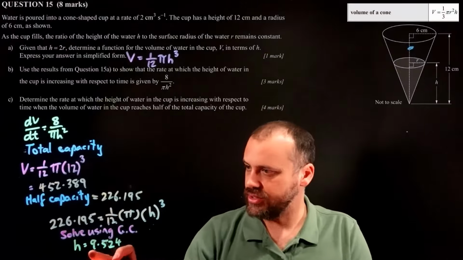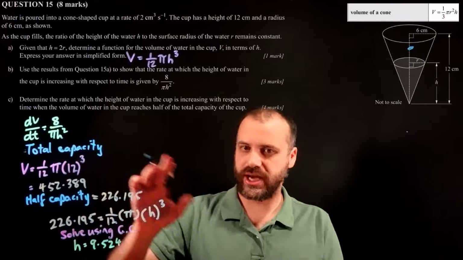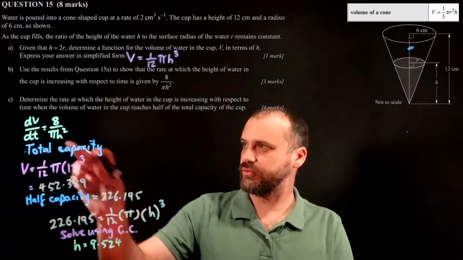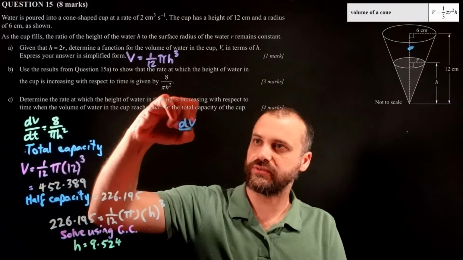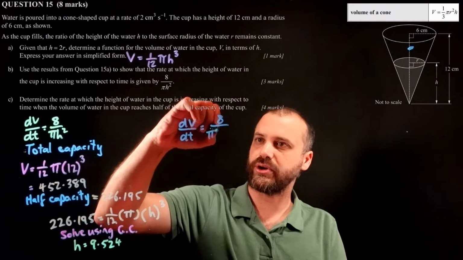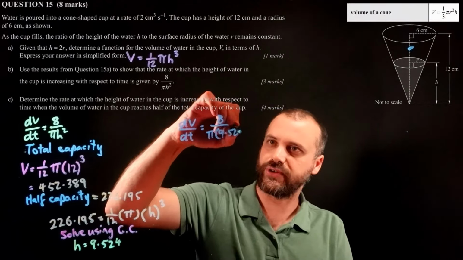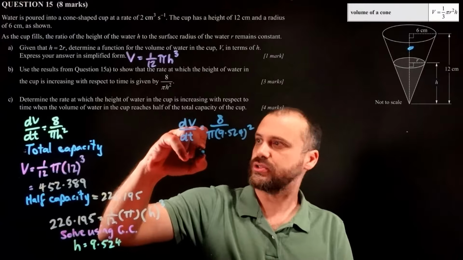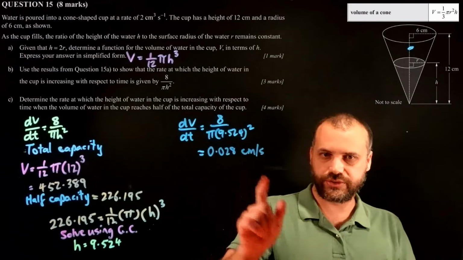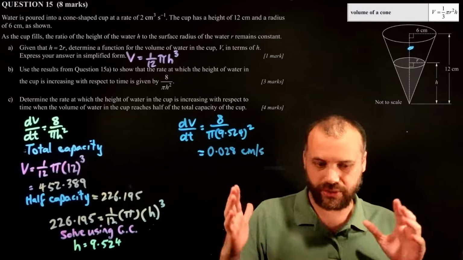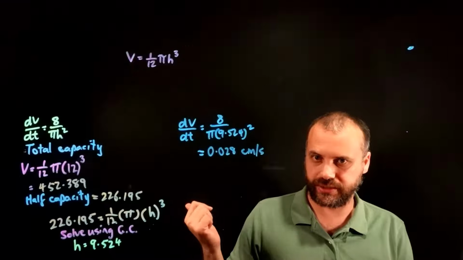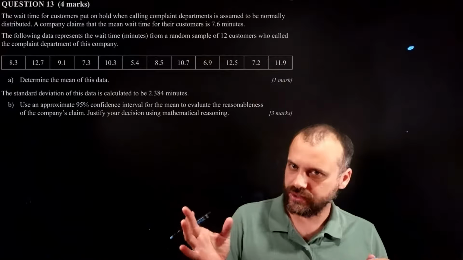So all we need to do now to determine the rate at which it's changing when we're at half capacity is sub 9.524 into this and solve. So dV/dt equals 8 over pi, 9.524 squared, and calculate. And I get 0.028 centimeters per second, and that is the end of that one. Celebrate.